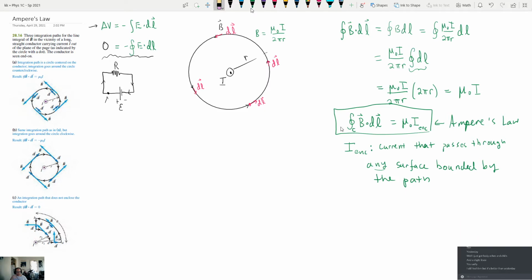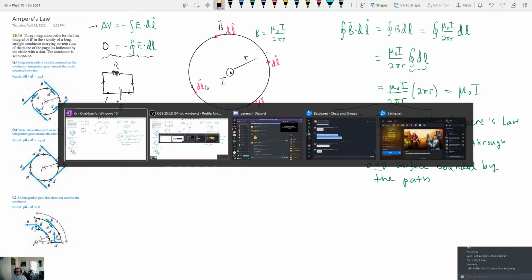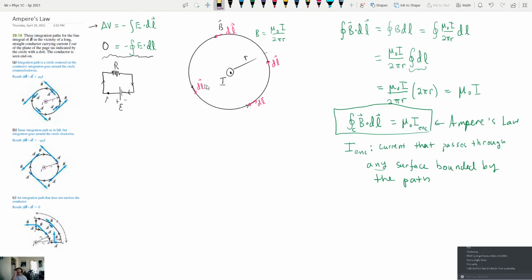Okay, so whatever that curve you're using for your path is, the only current that we're going to include is the current that passes through a surface bounded by that path. So for example, what is a surface that's bounded by this path? It's a circle. Or when we say circle, we really just mean the path itself, so it's really this. It's like a disk. That is the surface, right?